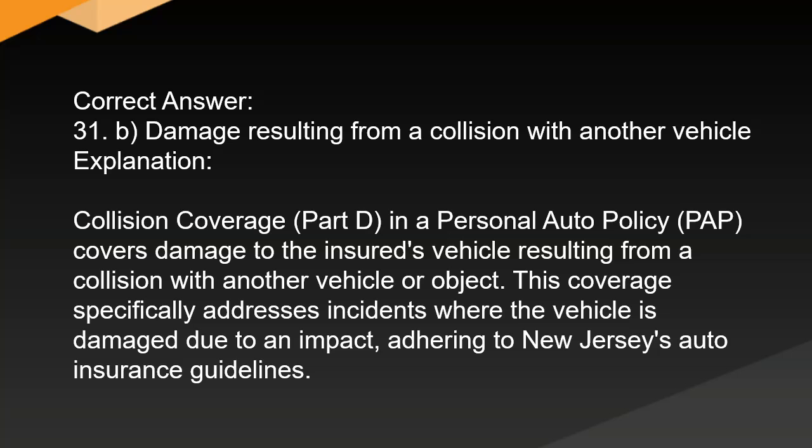Correct answer. B. Damage resulting from a collision with another vehicle. Explanation. Collision coverage, Part D, in a personal auto policy, PAP, covers damage to the insured's vehicle resulting from a collision with another vehicle or object. This coverage specifically addresses incidents where the vehicle is damaged due to an impact, adhering to New Jersey's auto insurance guidelines.